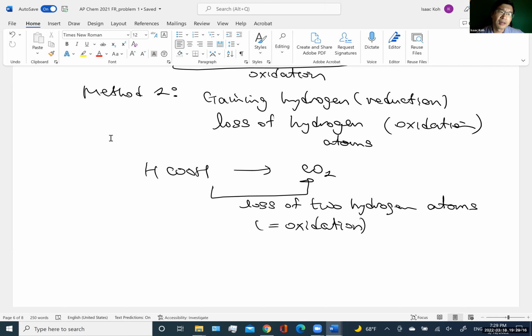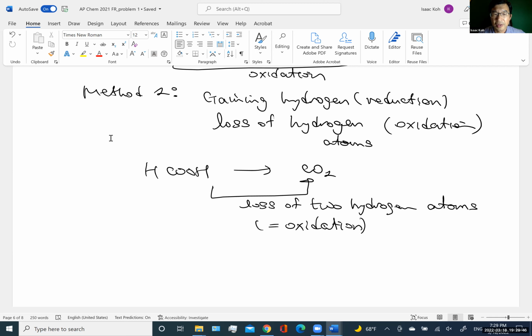Let's look at the methanoic acid. Methanoic acid has in the structure 2 hydrogens, 2 oxygens, and 1 carbon, and it becomes carbon dioxide. And 2 hydrogens are lost, and carbon dioxide has 1 carbon and 2 oxygens only. It is a loss of hydrogen atoms. This is definitely oxidation.